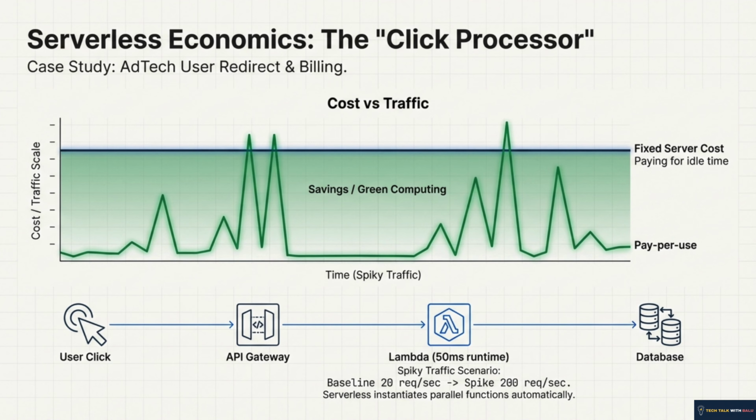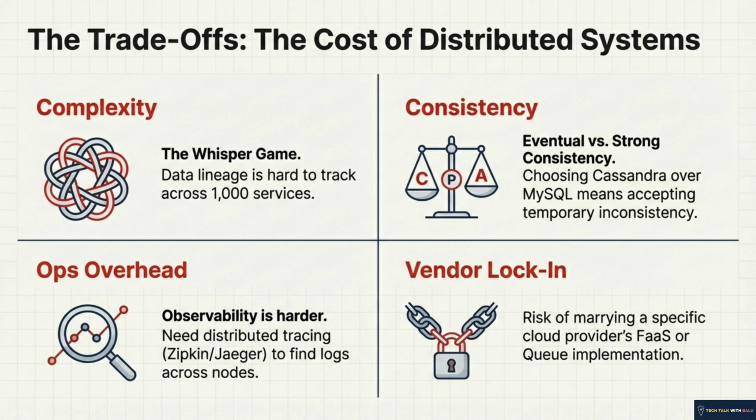Serverless, fast, is perfect for spiky traffic. Look at this graph. Blue line is a traditional server. You pay for it even when no one is using it, idle time. Green spikes is serverless, for example, Lambda in AWS. You only pay when code runs. If traffic jumps from 20 requests per second to 200 requests per second, serverless instantly spins up parallel functions. No DevOps needed. I know this all sounds amazing, but here is the reality check.